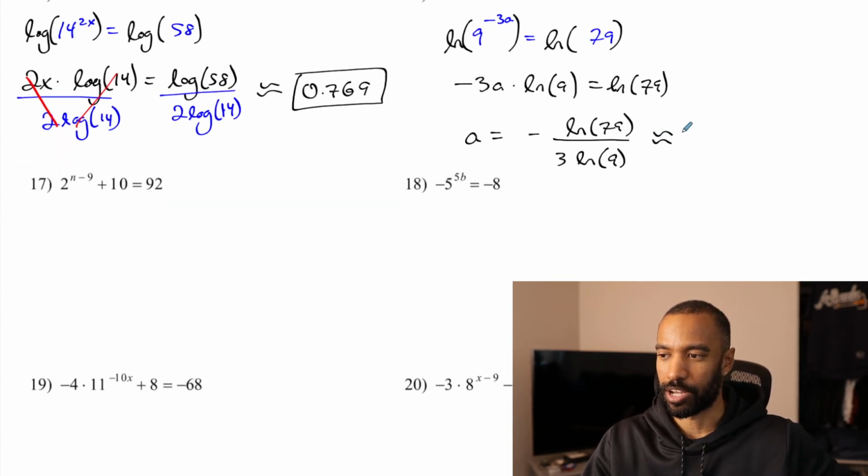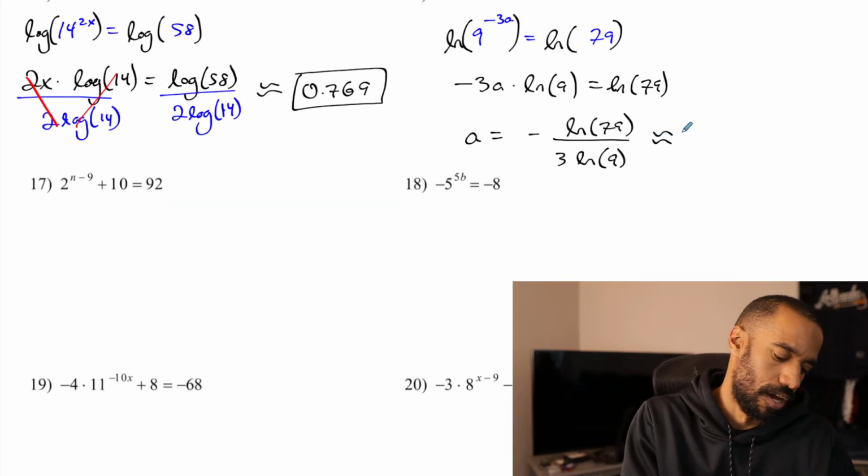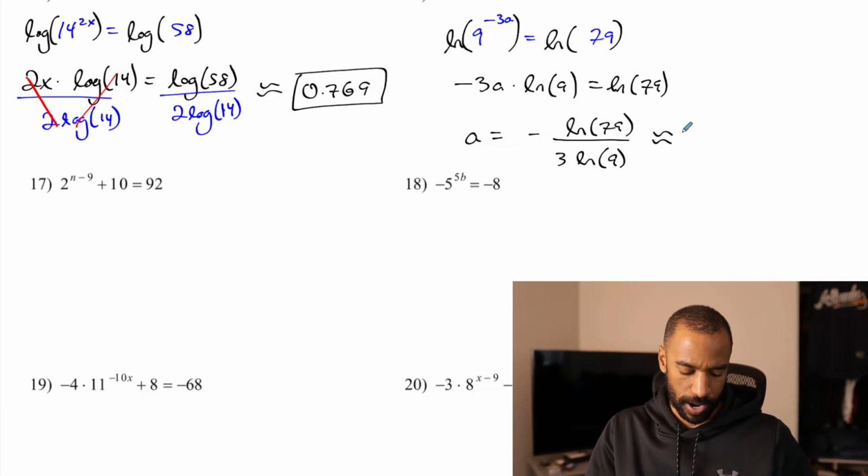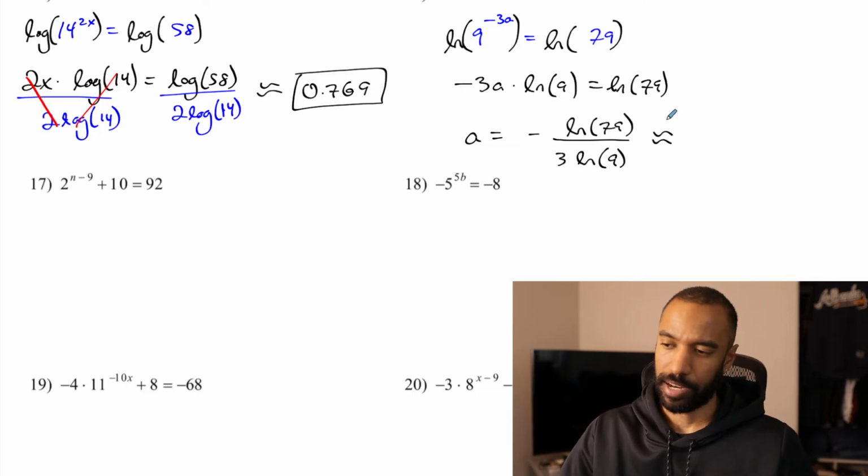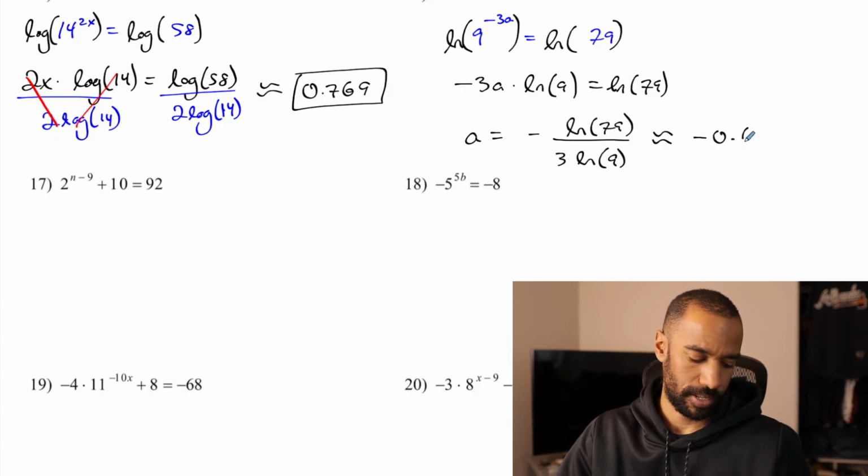So I'm going to go ahead and approximate that. You don't have to trust that I typed this in the calculator correctly. I'm going to have to trust I typed it in the calculator correctly. And I'm getting negative 0.663 approximately.